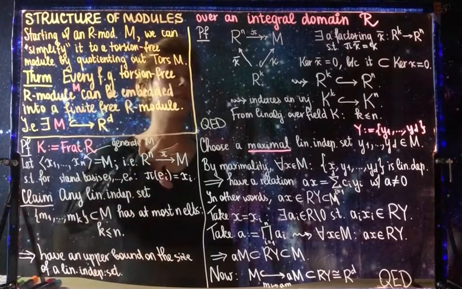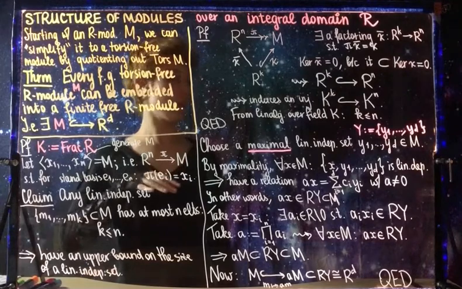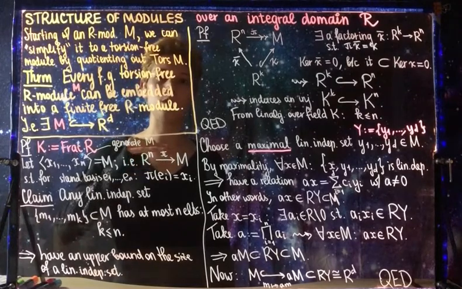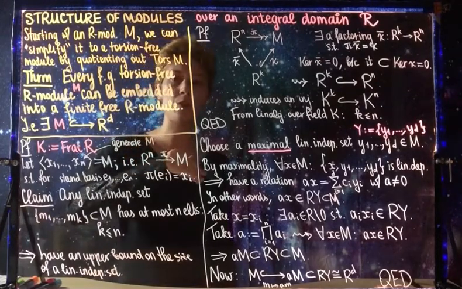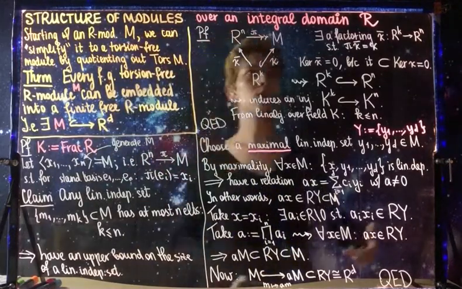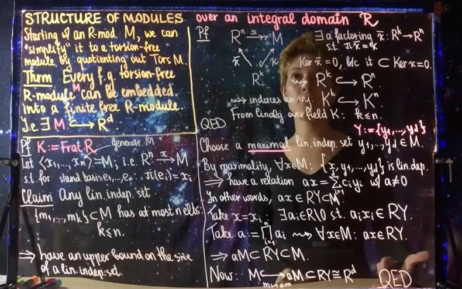So the situation gets even better over principal ideal domains. In fact, as good as it can be, because we won't be able to simplify it further even for Z. But for now, I will stop at this fact for integral domains.